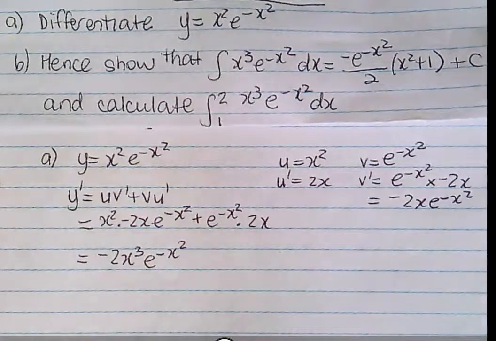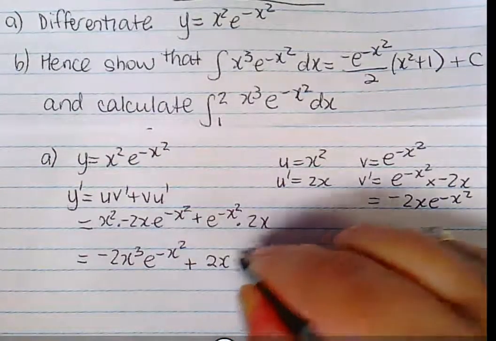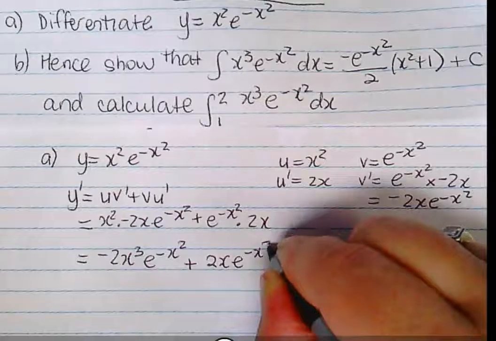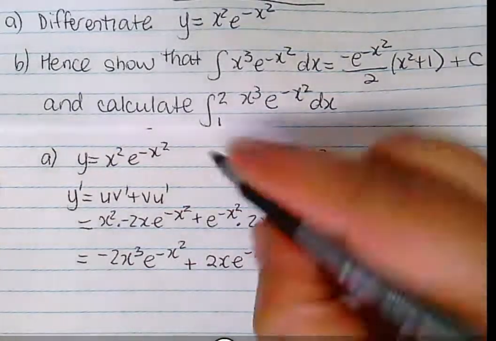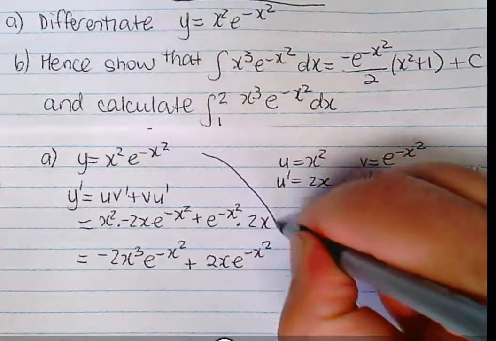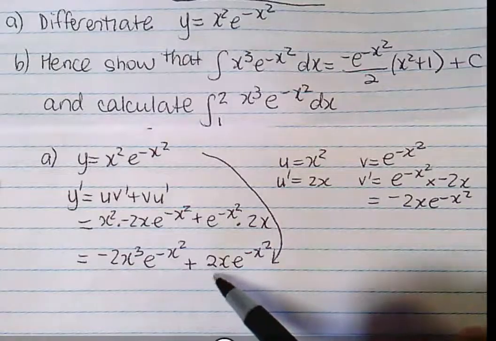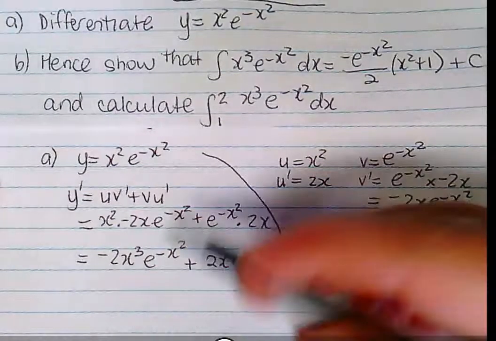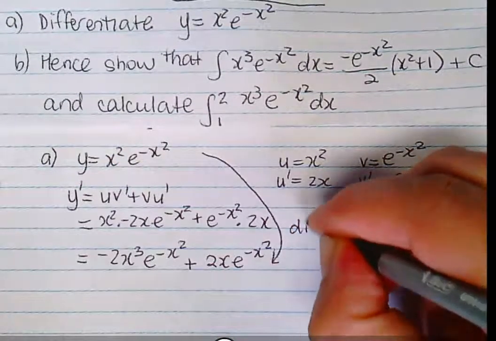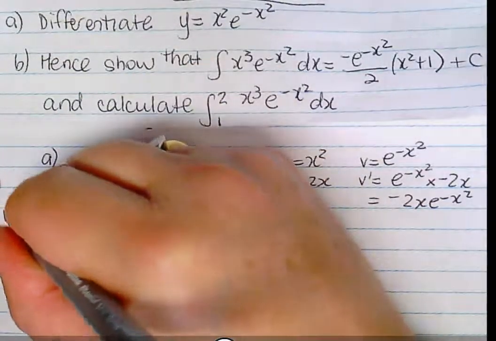So I've got negative 2x cubed e to the negative x squared plus, putting the 2x in front, 2x e to the negative x squared. Okay, that means if you differentiate x squared e to the negative x squared, you will get negative 2x cubed e to the negative x squared plus 2x e to the negative x squared.